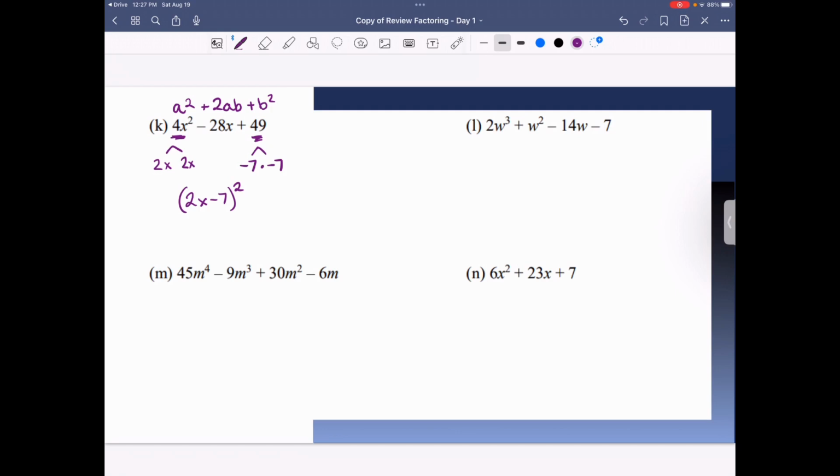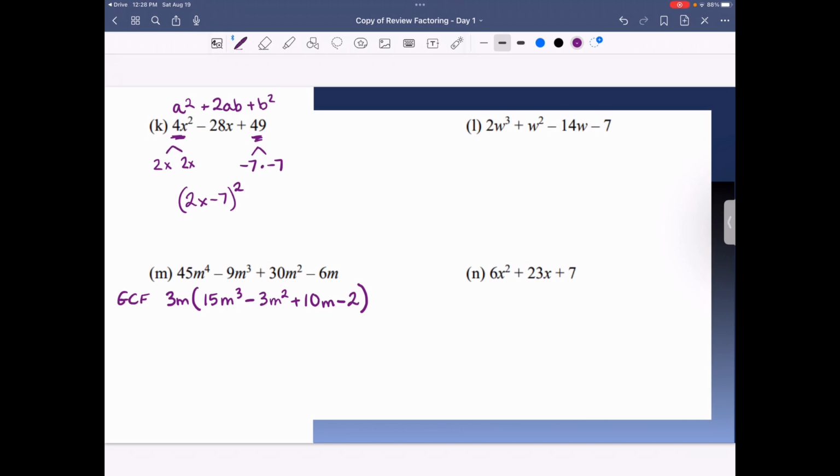Okay. For M, it is 4 terms, but first we're going to factor out a GCF because each one of these is divisible by 3, and also an m. 45 divided by 3 is 15, so we'll get m to the 3rd. Minus 9 divided by 3 is 3, m to the 2nd. 30 divided by 3 is 10, m. 6 divided by 3 is 2.